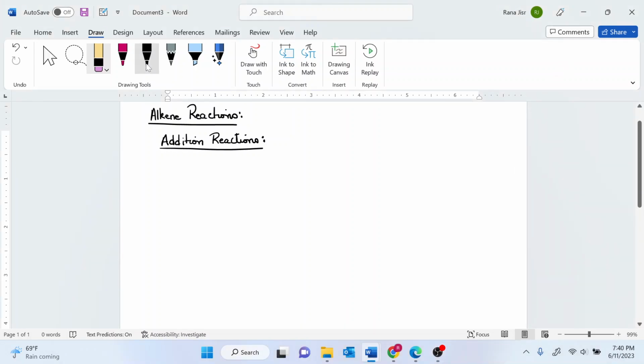Alkenes undergo addition reactions. Addition reaction is the opposite of elimination. You start with an alkene and react it with a reagent that has part of it an electrophile and part of it a nucleophile.